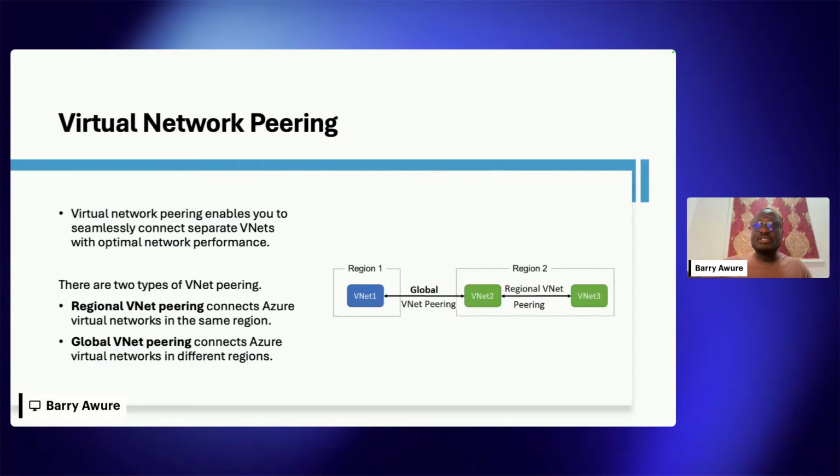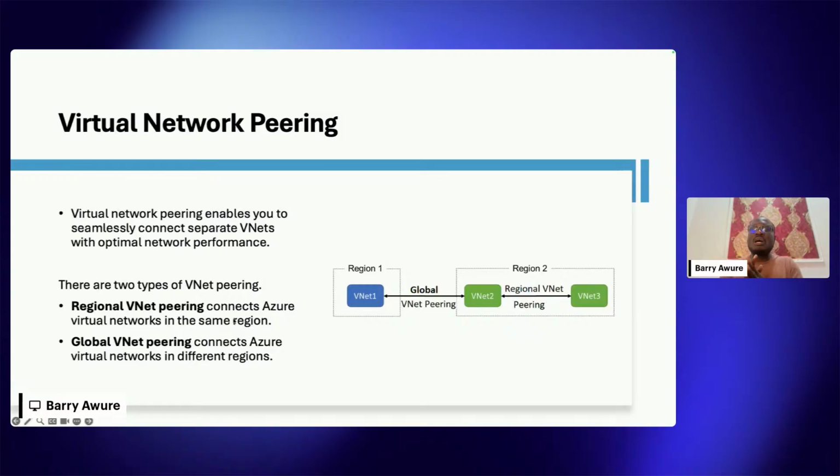Remember what we said, that you can pair or communicate with Azure network, Azure resources within your network, or talk to your on-prem network, right? Those types of communication are achieved by what we call Azure peering. Now, the regional VNet peering connects Azure virtual networks within the same region.